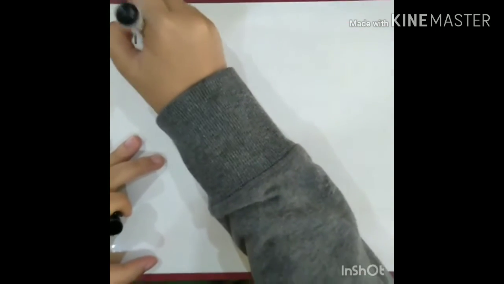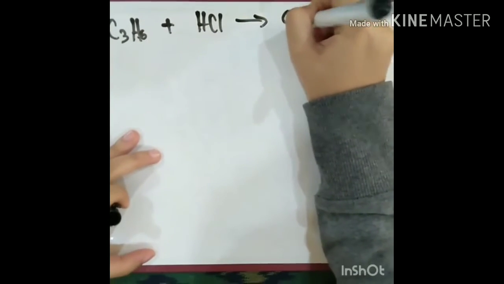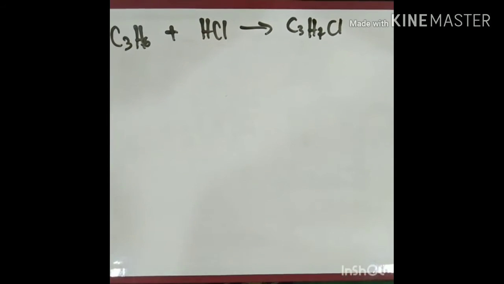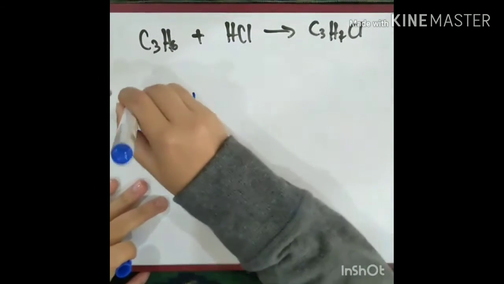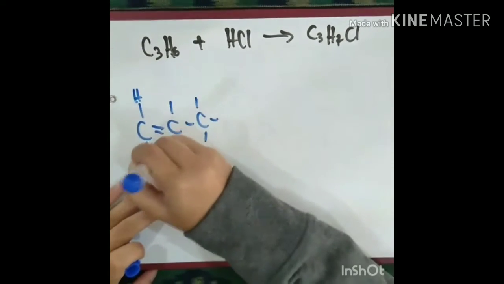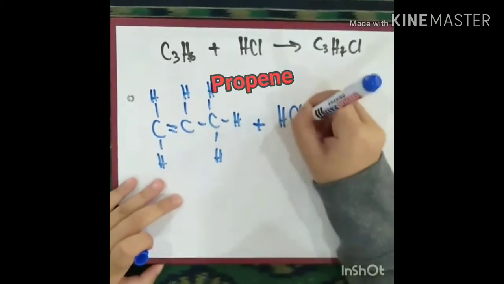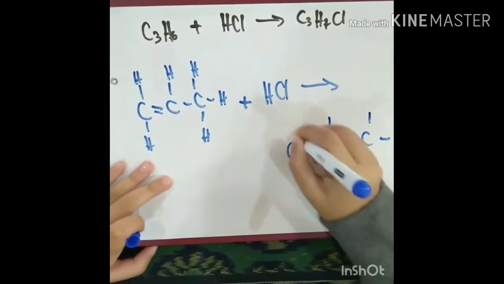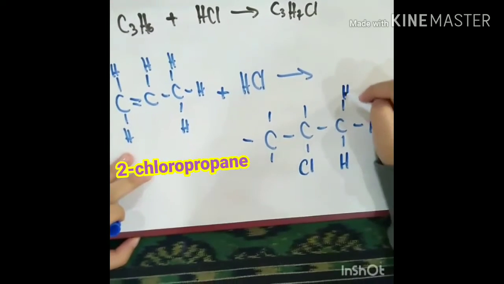Same goes with HCl. When HCl was added to propene, the product will be C3H7Cl, which is called 2-chloropropane. And when we expand this, the reaction will be the same as with HBr. We add HCl and the product will be like this. The double bond will untie and Cl will appear in the formula.